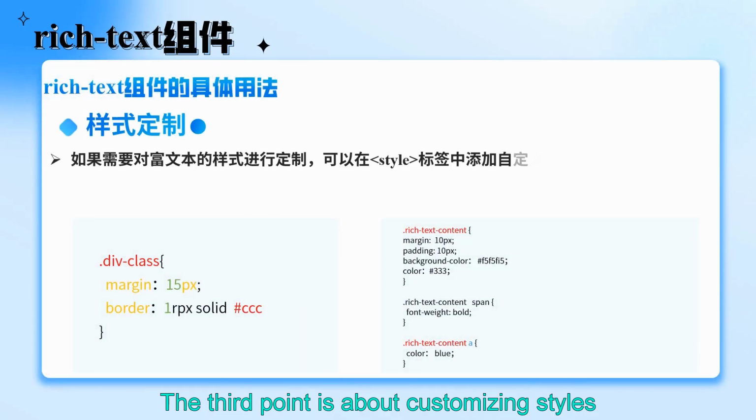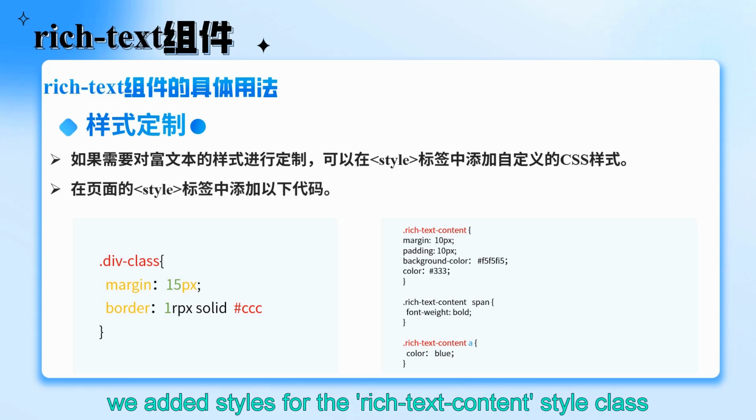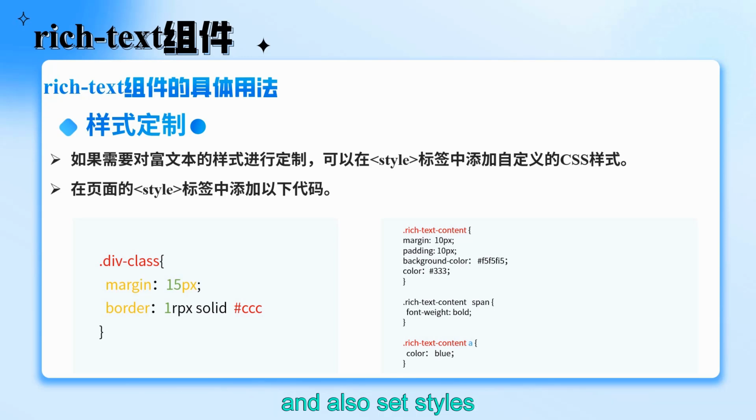The third point is about customizing styles. In this code, we added styles for that rich text content style class, and also set styles for the span and a tags.